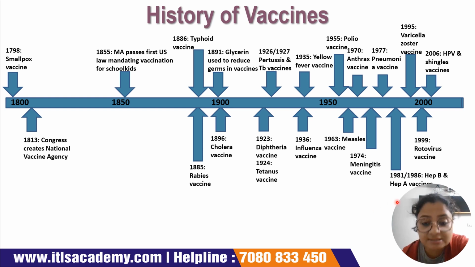In 1981 and 1986 consecutively we had the Hep B and the Hep A vaccine. So first we had the Hep B vaccine and then we had the Hep A vaccine in 1986. In 1995 we had varicella zoster vaccine, and in 2006 we had HPV and the shingles vaccine, and in 1999 we had the rotavirus vaccine.